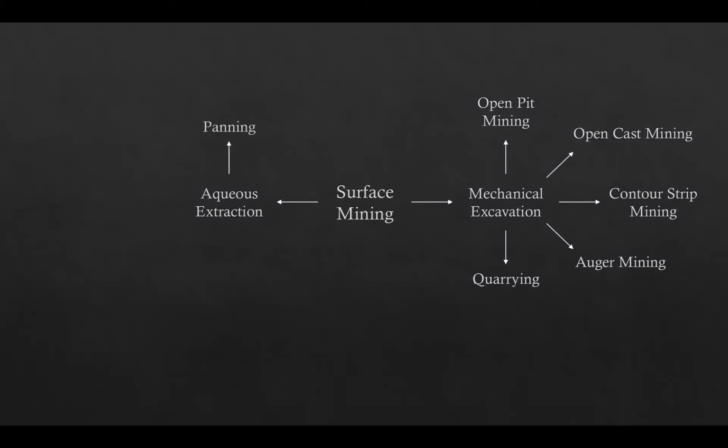While the aqueous extraction, which means extracting the mineral from water or some liquid, involving some sort of liquid to extract the mineral, includes different techniques like panning, sluicing, dredging, leaking, and leaching. There can be other special or modified surface excavation methods as well, but these are the conventional or traditional ones.